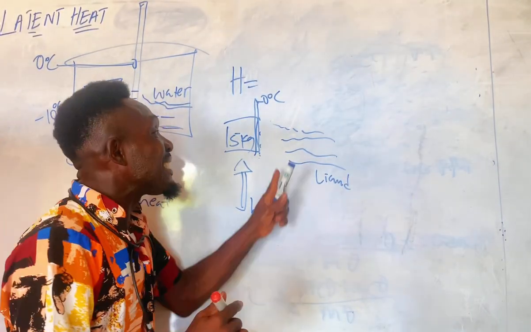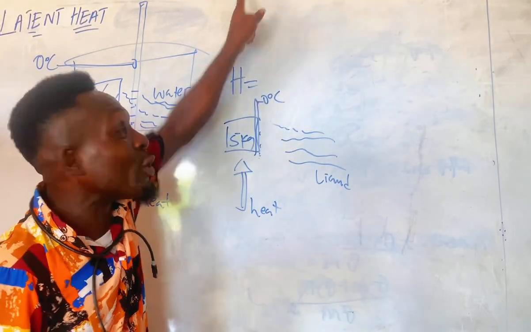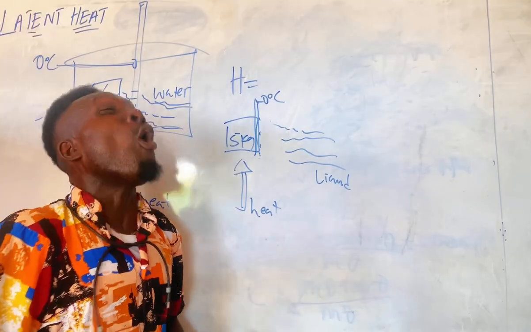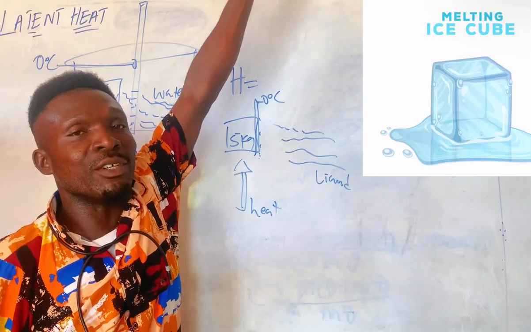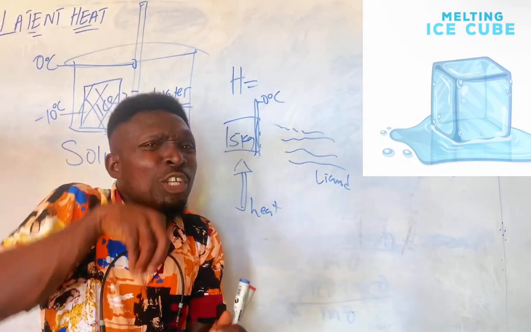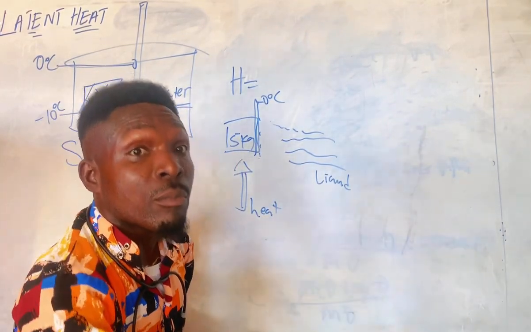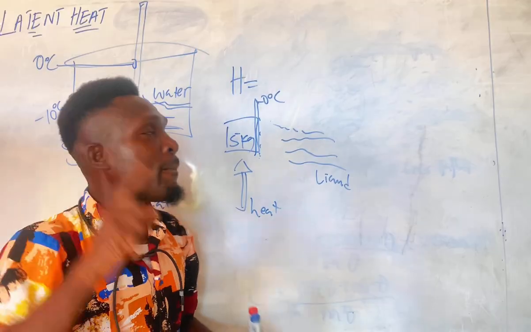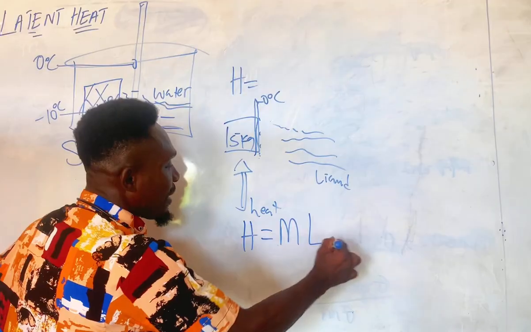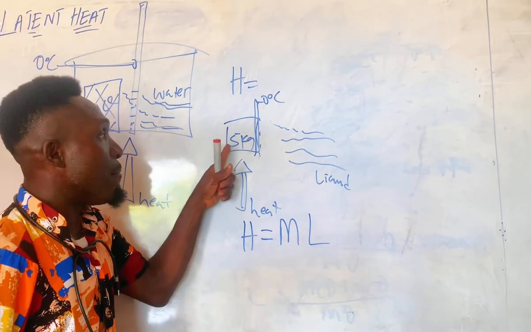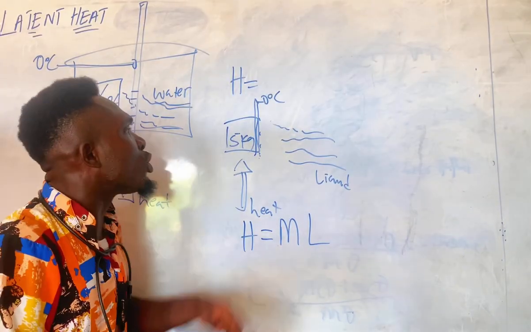Now, at this point where the ice melts to liquid, there will be no change in temperature. The temperature will still be at 0 degrees Celsius until all the ice has finally melted. That is when the temperature will begin to increase. But in this question, they are only asking what is the amount of heat required to melt 5 kilograms of ice. The heat required is H equals M times L. What is my M? The mass of the solid, which is 5 kilograms. What is my L? The latent heat of fusion of ice.